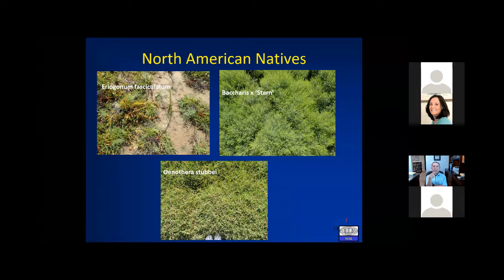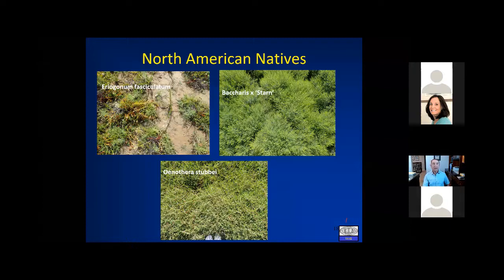Okay, but the coyote bush Starn is seedless. And out in Arizona, where they plant a lot of the coyote bush, they're having problems, even though it's native. It's becoming too weedy in irrigated landscapes. So Starn is a nice option because it doesn't produce seeds.